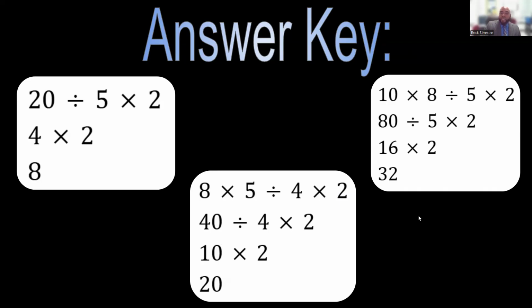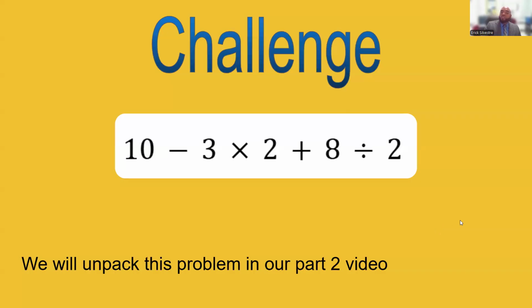All right, so don't forget the key terms that we learned today. And also the key feature is that addition and subtraction are interchangeable. Multiplication and division are interchangeable. Before you process them, you have to go from left to right. All right, now I have a challenge problem for you. This one actually mixes both of them. You have 10 minus 3 times 2 plus 8 divided by 2. We will unpack this problem in our part 2 video, but we are taking a step toward clarifying how to really use PEMDAS.